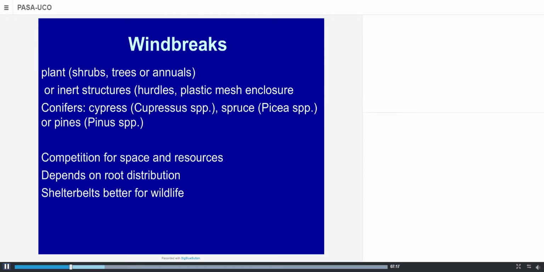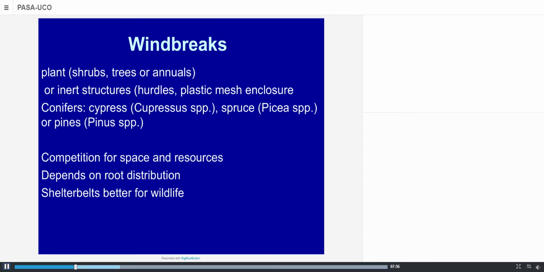Windbreaks can be made with different elements. Many times we use plants. We can use shrubs, trees, or annual species, or we can use inert structures like hurdles, plastic mesh enclosures, or even solid walls. In the case of plants, it is very common to use conifers like cypress, the genus Cupressus, spruce of the genus Picea, or pines of the genus Pinus.